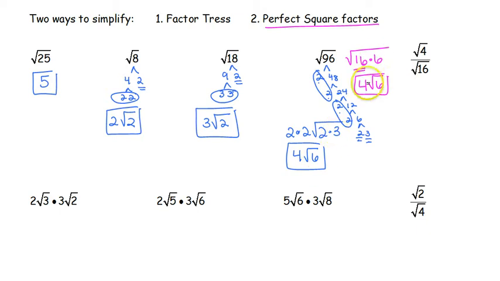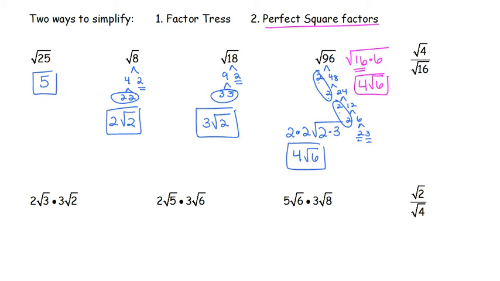So you can see that this is much faster than a tree, but I think it's a lot harder to see. I normally only use this method if it's an obvious number like 200. I can break it into 2 and 100. Otherwise, I normally do the factor tree just because it's easier and it's less thinking that you've got to do. Alright, moving on to the next one.